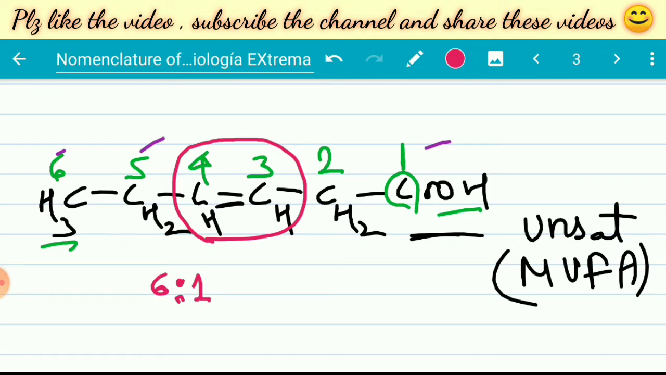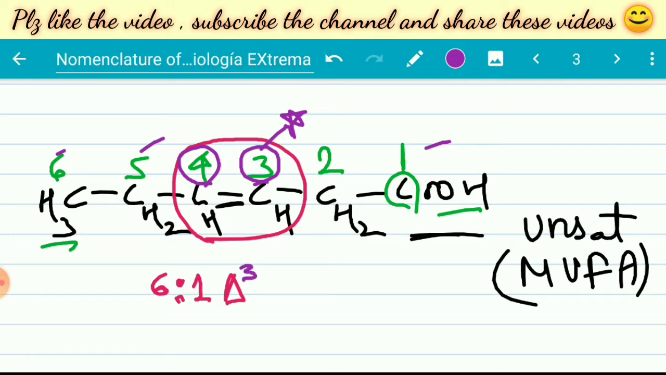Now we are going to represent the position of the double bond. So how are we going to do that? First we take a delta sign next to the number of double bonds, and then we look at the double bond. It's between carbon number 3 and carbon number 4. So we take the lower carbon number, we take the 3. If it's between 5 and 6, we take 5. If it's between 9 and 10, we take 9. We always take the lower number.